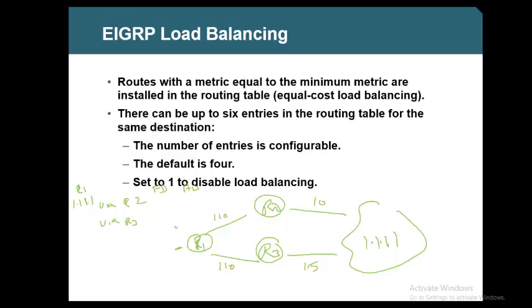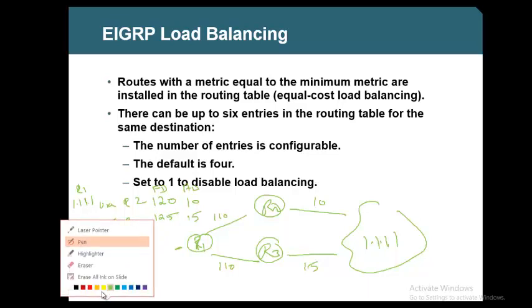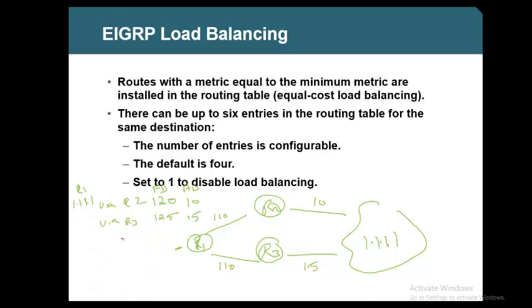So advertised distance will be 10 from R2, and from R3 it is 15. And then for R1 the total distance via R2 would be 120, and for R1 via R3 it will be 125. Exactly. Now, which one is the elected successor route? It is R2, isn't it? Via R2. Okay. Now, will this be considered as a backup route?